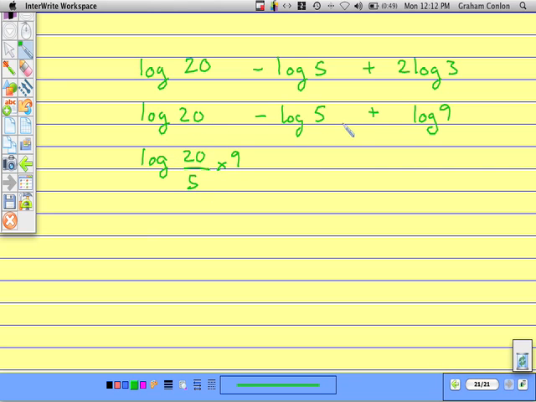Look, taking away means I divide them, adding them means I multiply them, and away I go. So that's going to give me the log of 36, which is what they were asking for. And that's it. That's probably all you need.